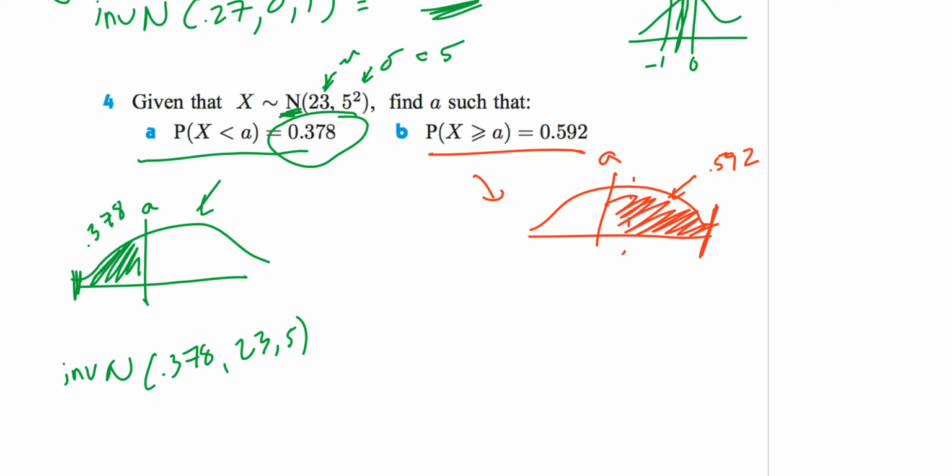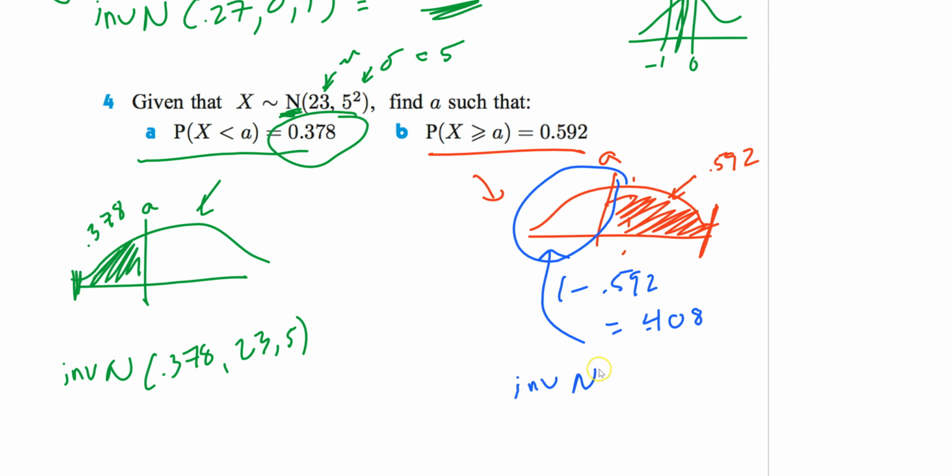Again, if I'm doing this one, I can't use the invert normal yet. Invert normal only works on this side. But luckily it's an easy fix. All you do is 1 minus that thing. And you're going to get 0.408. And that's what this side is. So again, invert normal has to be left hand side. If you have the right hand side, just do 1 minus it. Easy fix. So now you have invert normal, 0.408, 23, and 5. And that's that example. Put that in your calculator. I'm not going to do it, but that's how you do it. Let's move on.